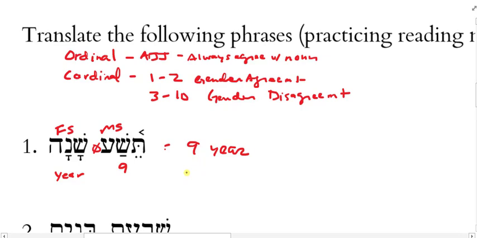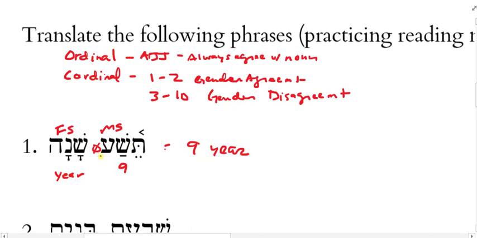Now, is it okay to translate this as "9 year"? Say, how long have you been at the Expositor Seminary? "Oh, 9 year." Oh, I see. Your mental faculties have regressed. No, I'm just kidding.